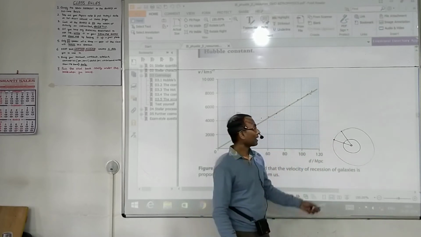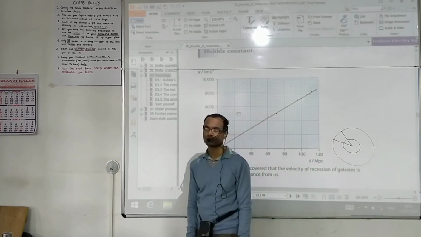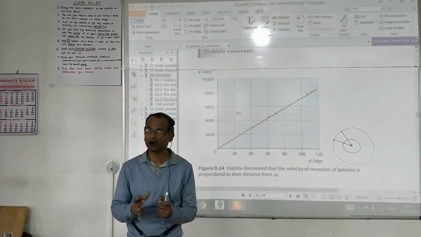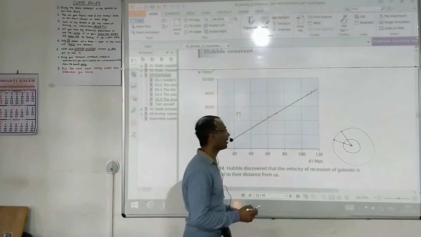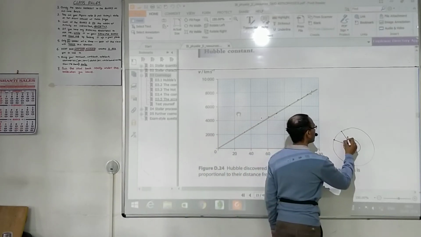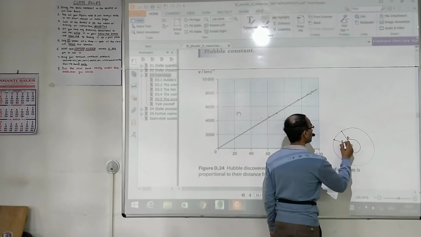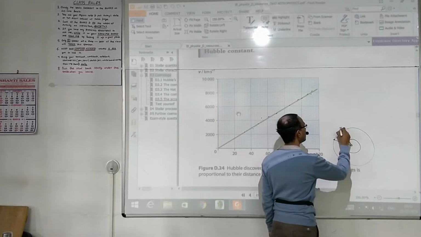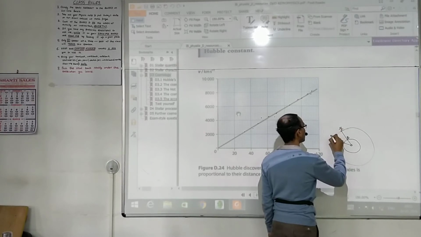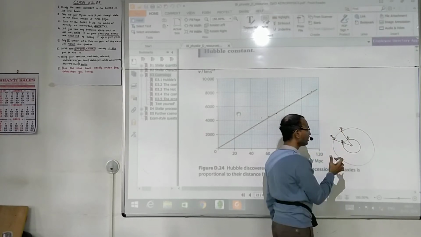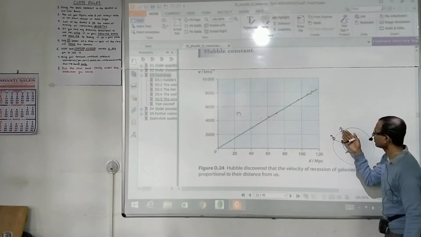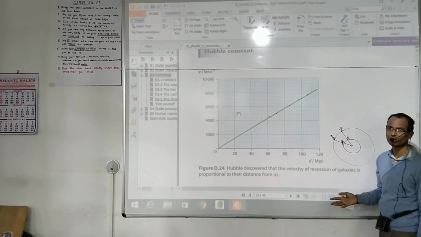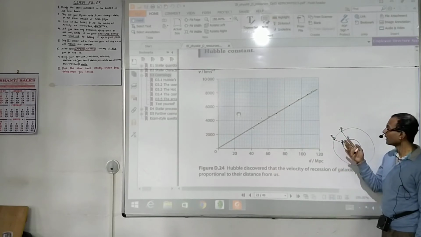But actually the dot is not moving. The dot is at rest on the surface of the balloon. Only the balloon is getting bigger and bigger and bigger. And if somebody is standing on this dot and looking at someone else standing on this dot, he will think that he is moving away. Agreed? The separation is increasing, so he will think he is at rest. He will think, oh, he was earlier this much distance away, now he is this much distance away, he is moving away from me. That's what he will think. That's what we are observing.